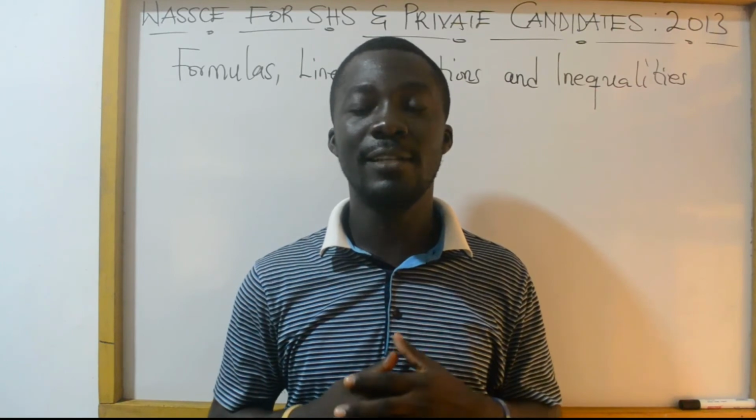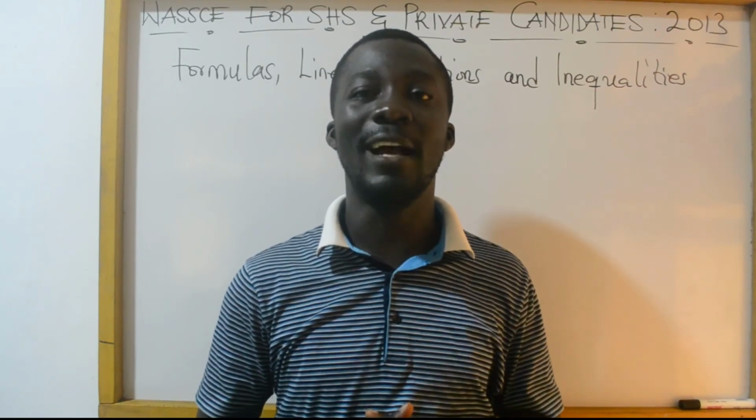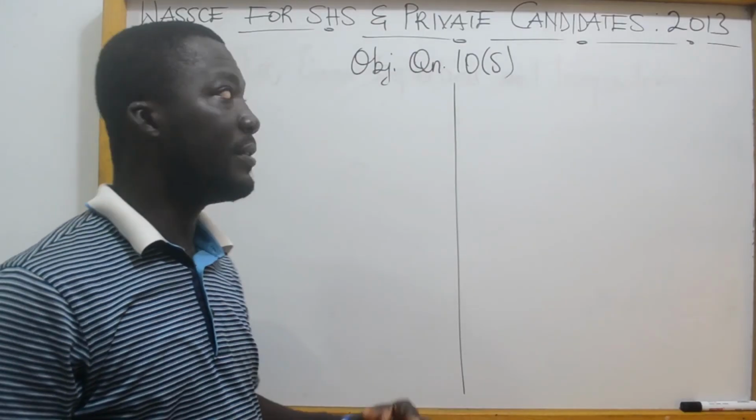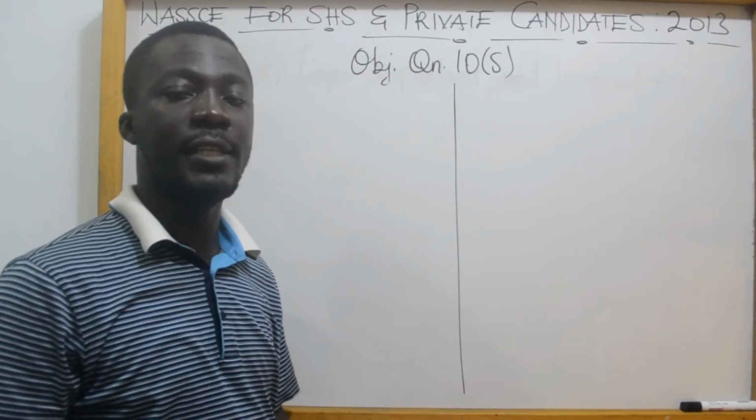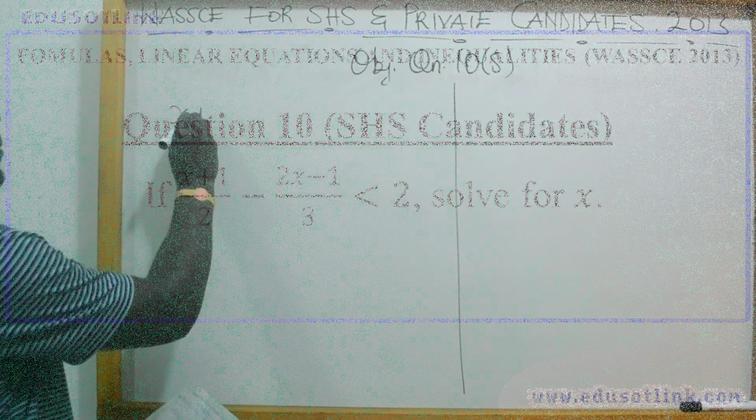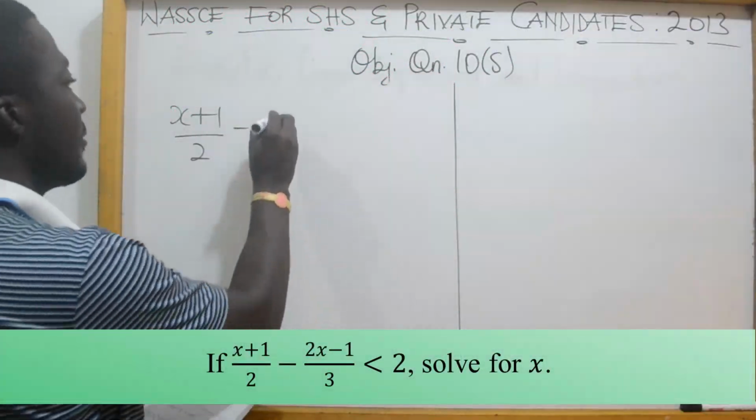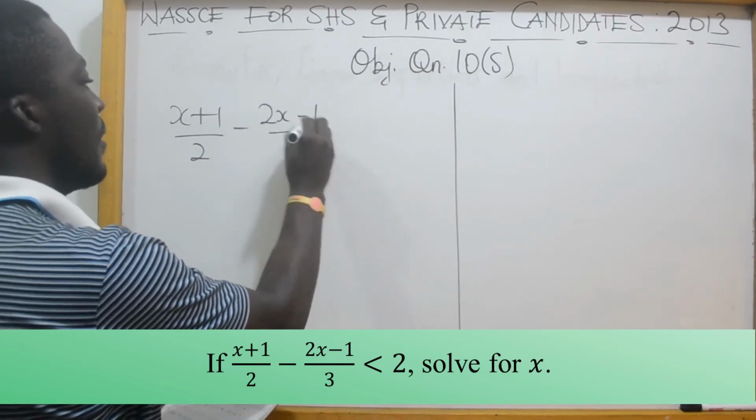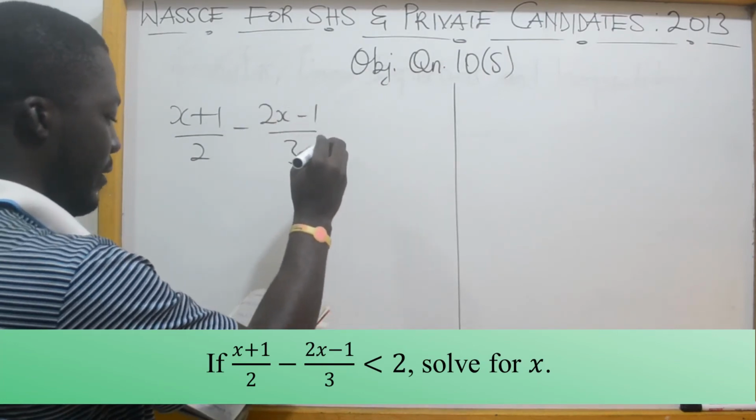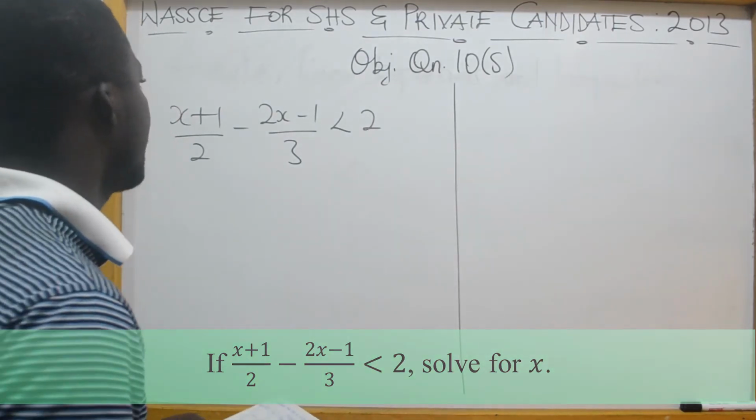Now, let's move on to the questions that we are going to answer. Objective question 10 for senior high school candidates. The question says, if (x + 1)/2 - (2x - 1)/3 is less than 2, solve for x.